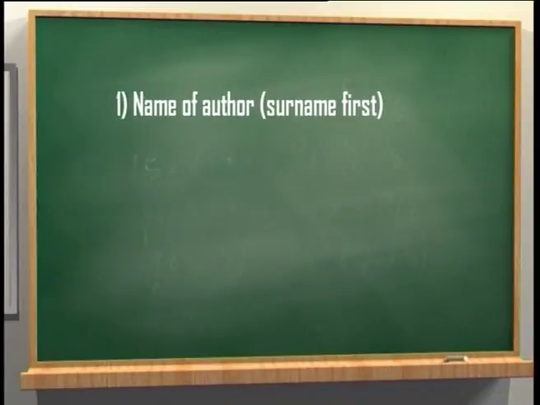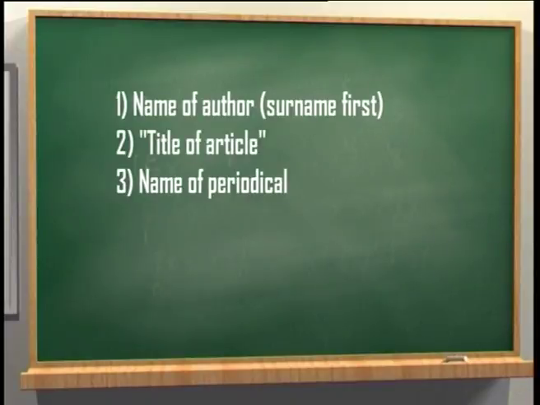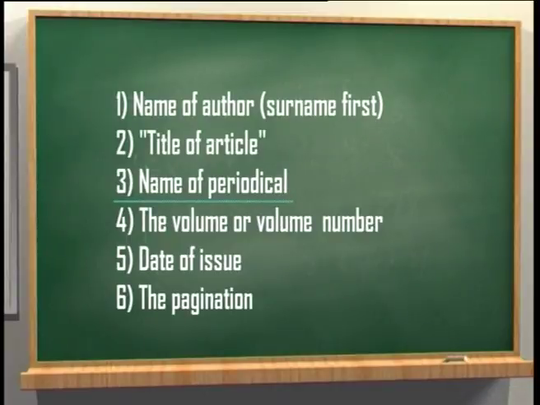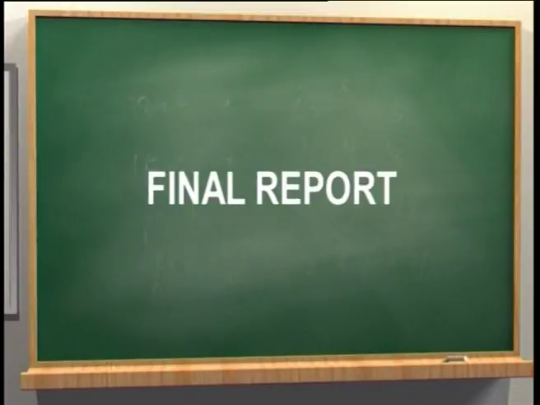The article can be mentioned in the following manner: name of the author, surname first, title of article, that is in quotation marks, name of the periodical, underlined, the volume number, date of issue, the pagination.